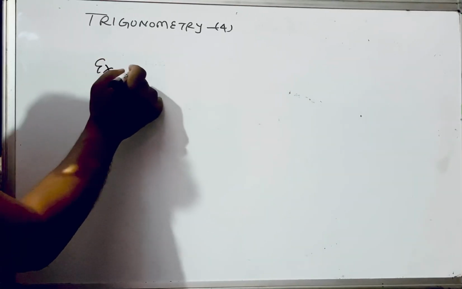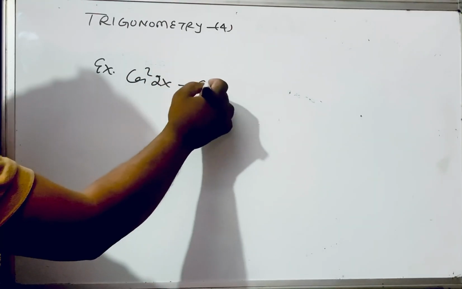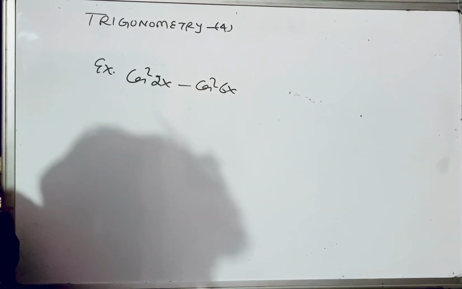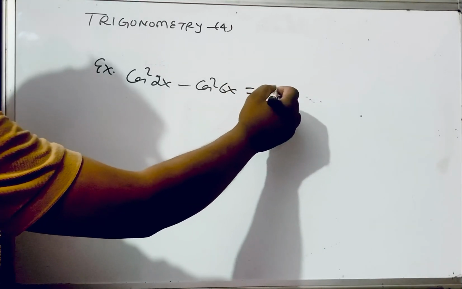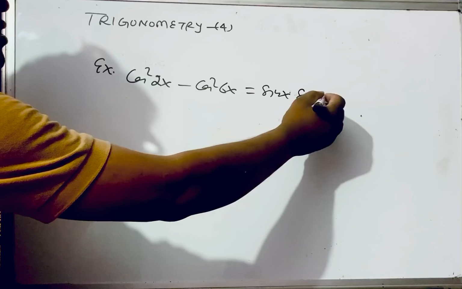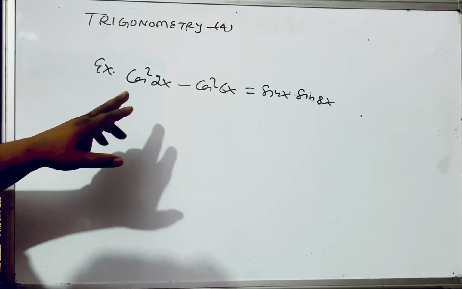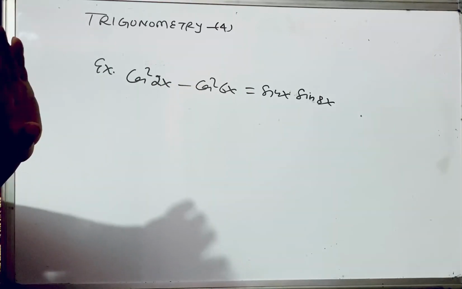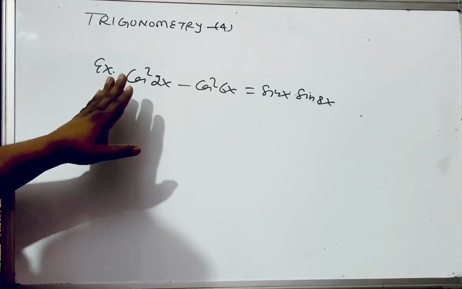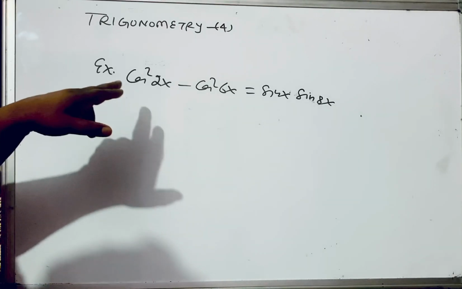Next example: cos square 2x minus cos square 6x is equal to sin 4x into sin 8x. We have no formula for cos square A minus cos square B. Then what will we do to solve this question?